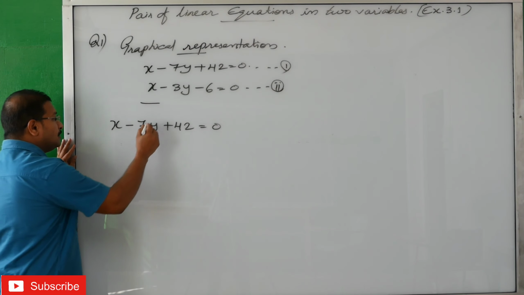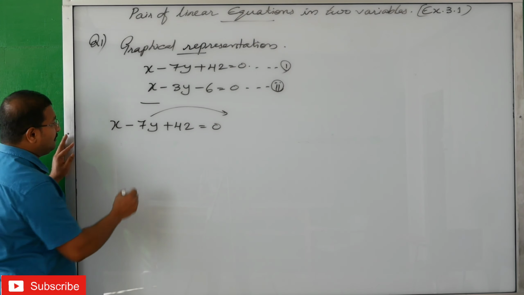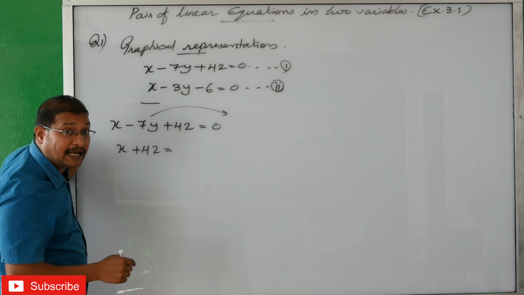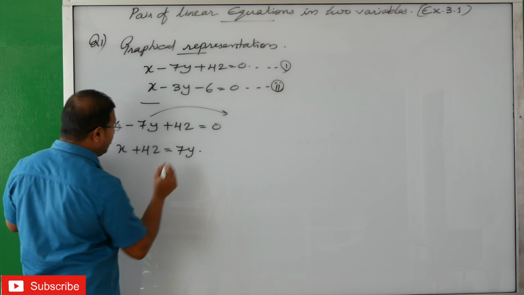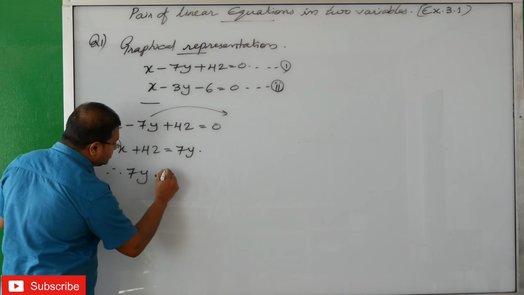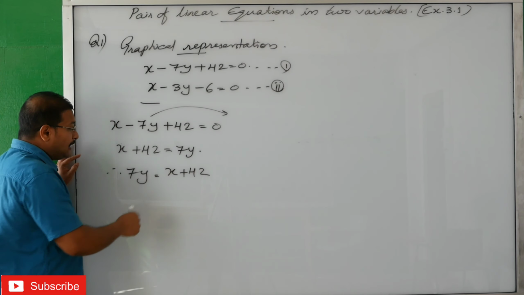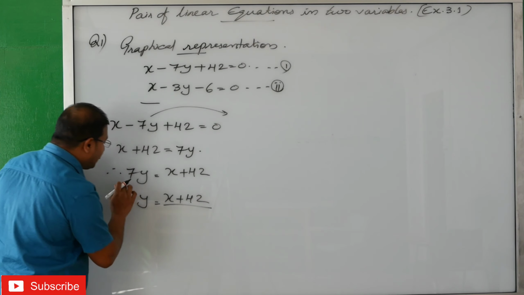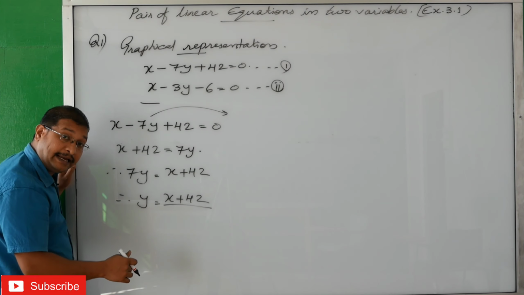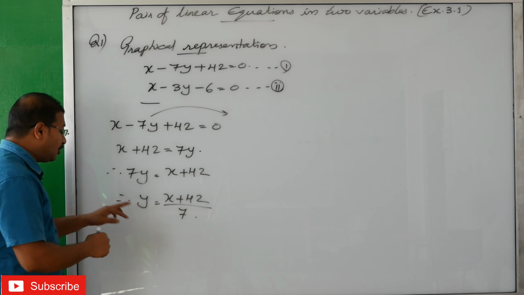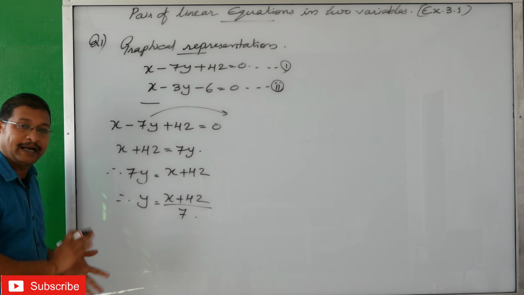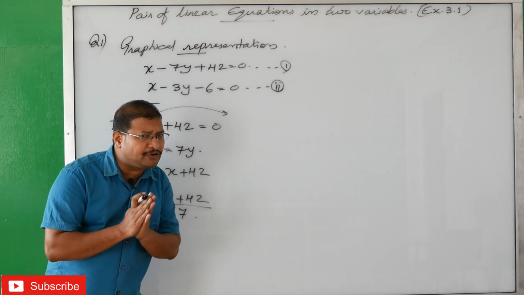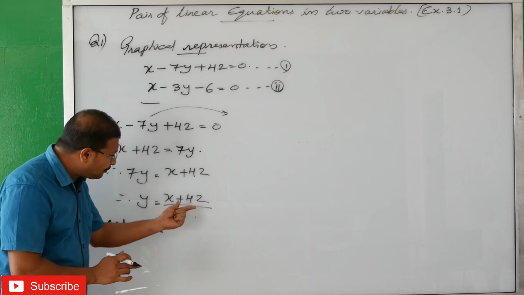Ready? Now this minus 7y I will carry to the other side. That means x plus 42 equals minus 7y goes to the other side, that is plus 7y. After that I will write 7y equals x plus 42. Ready? After that what will you do? Therefore y equals x plus 42 divided by 7, since 7 is multiplying, it goes to the other side as division. So we got y equals x plus 42 by 7. Now we can use any value for solving this, but it is better to use simple values to get the proper answer, isn't it?